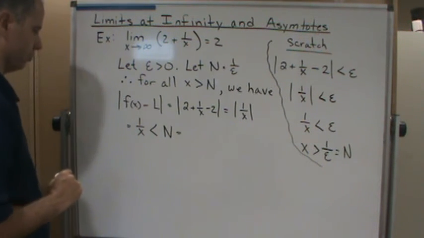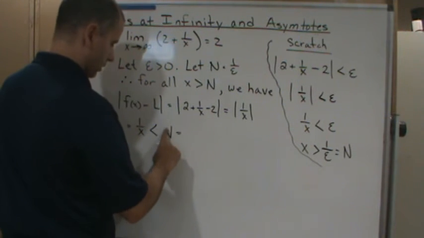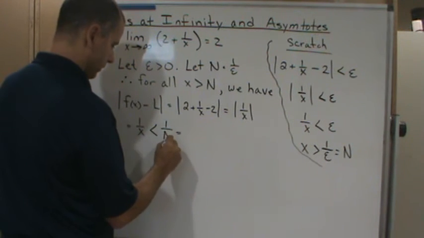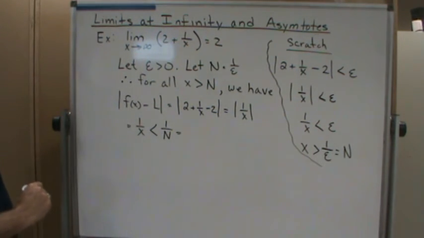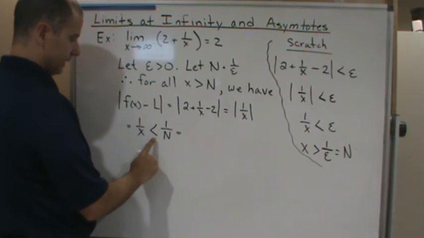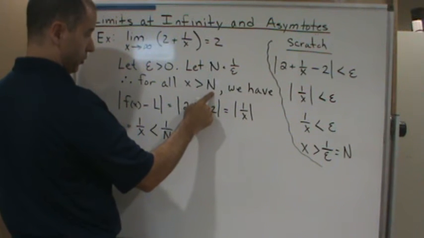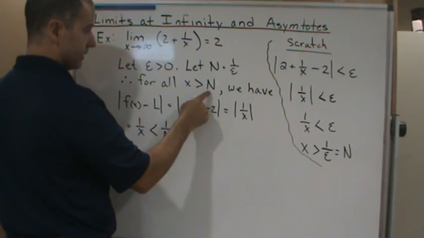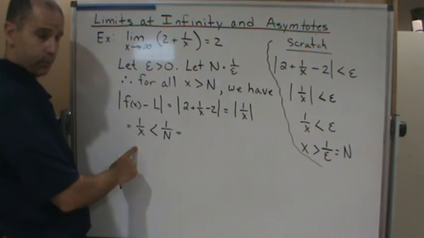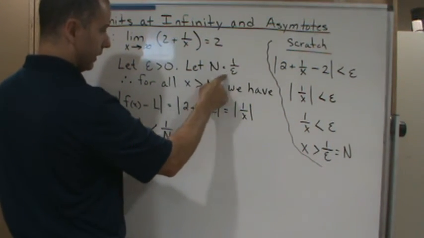Oh, hold on. No, I'm sorry. This should be 1 over n. So if x is greater than n, then 1 over x is less than 1 over n. Okay? Why? Because if 3 is greater than 2, 1/3 is less than half, right? So again, always put numbers in there if you don't remember. So 1 over x is less than 1 over n, but 1 over n is what? Epsilon.